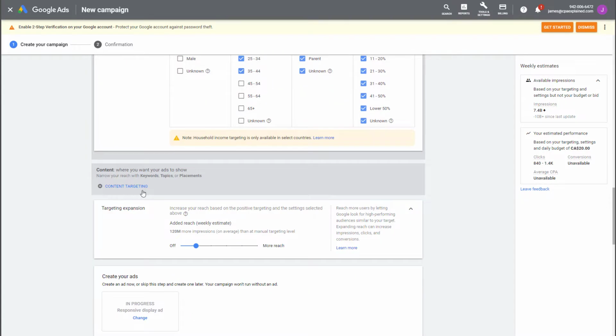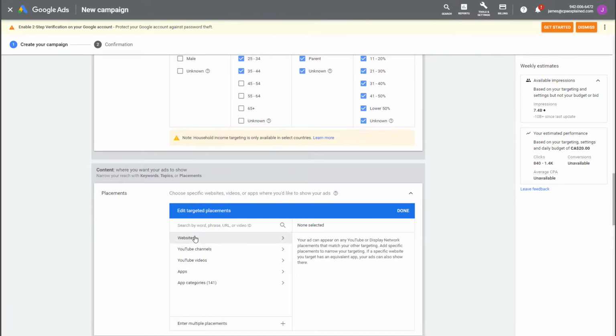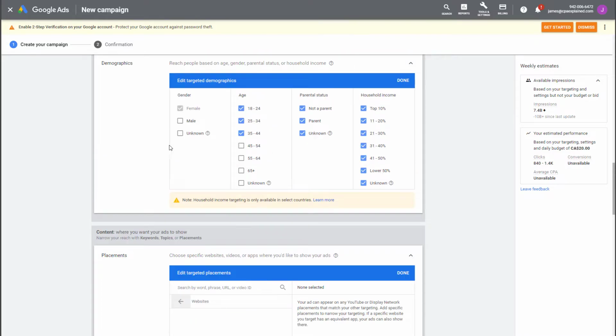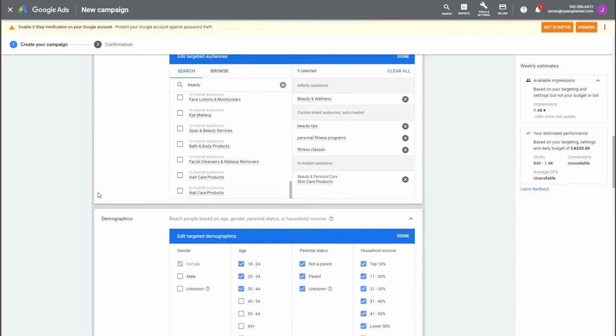All right. Now, the next thing is content targeting, where you want to show. You can use placements and stuff like that. If you had a list of websites that you knew your specific ideal customer would visit, this would be the place you'd want to add it right here. So you'd add placements, go to websites, and just enter the URLs here. Again, I'm not going to do that for this ad. I'm just going to leave it like this for now because it's just initial traffic. I'm fine with that. This is going to be a good start.